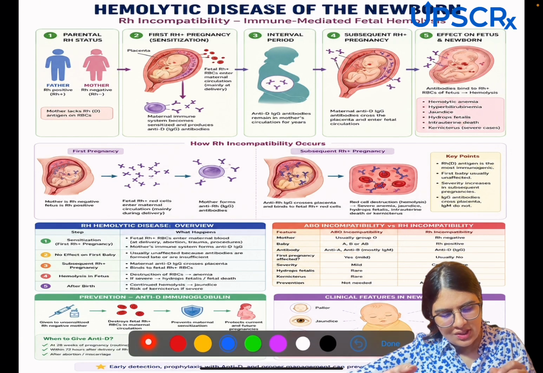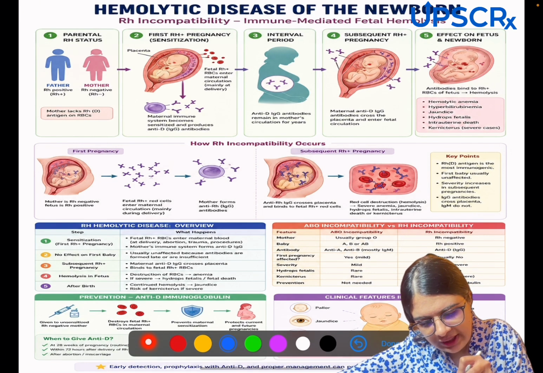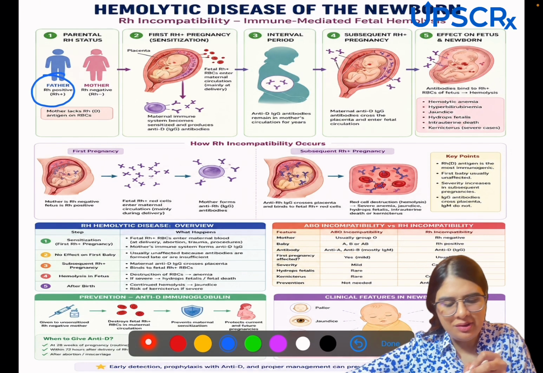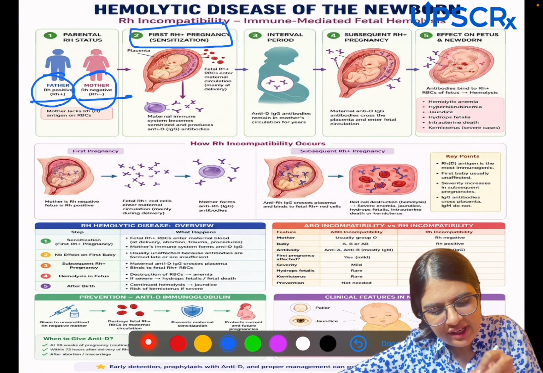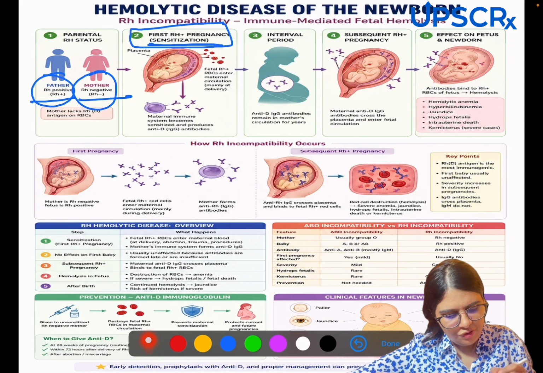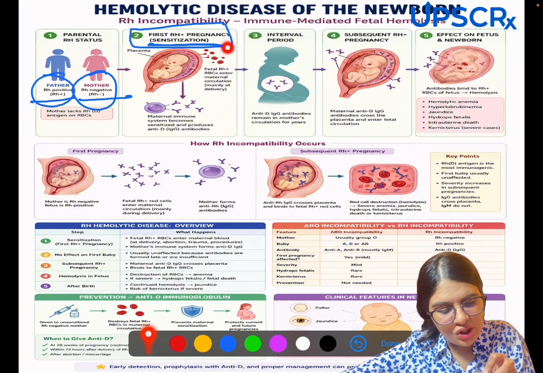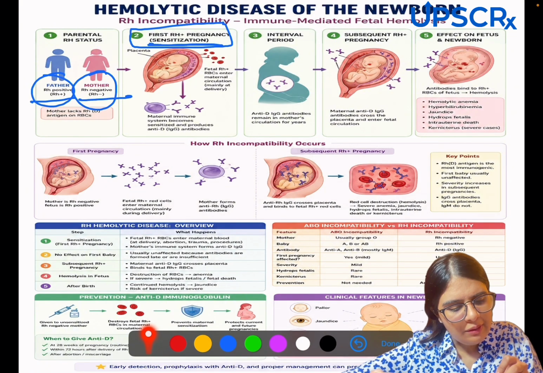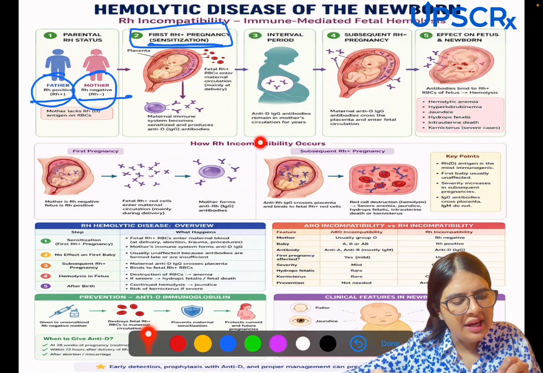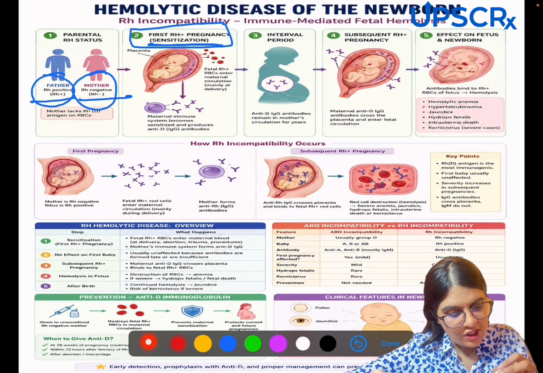So this we'll just see. Father is RH positive, only then the baby can be, right? Mother is RH negative, father is RH positive, and the first RH positive pregnancy is the sensitization phase. Okay. Then in the interval period, what will happen? There will be production of anti-D antibodies.